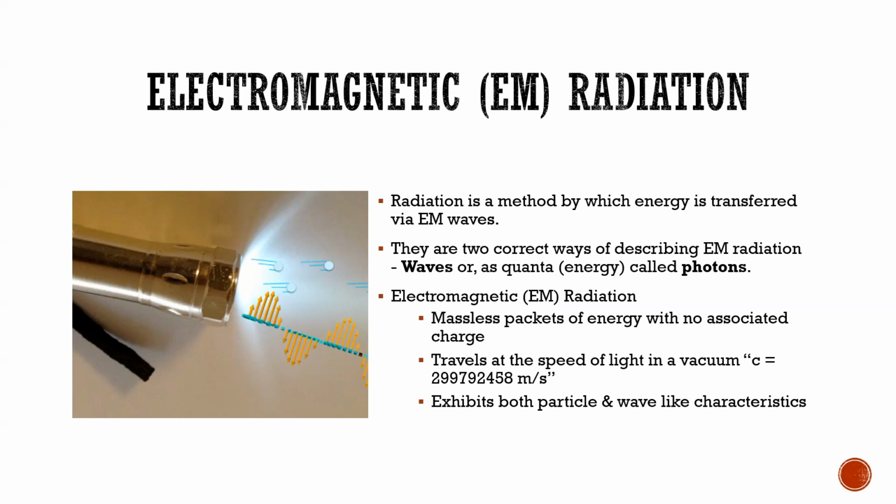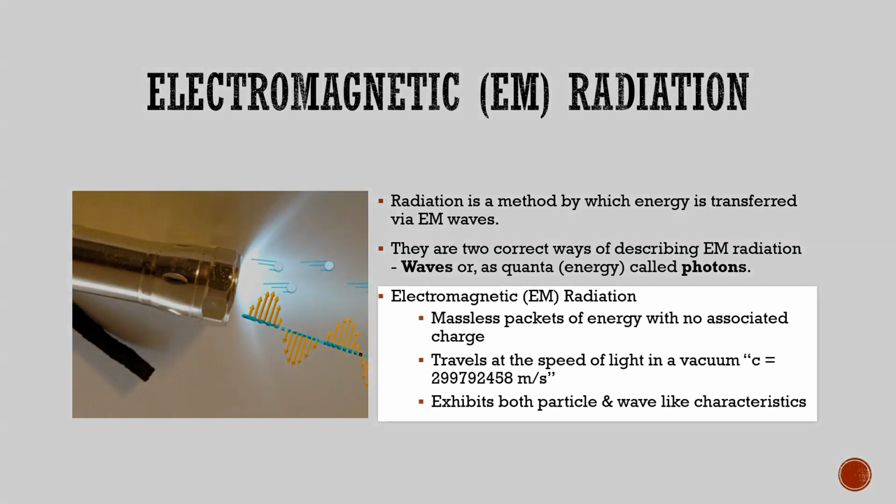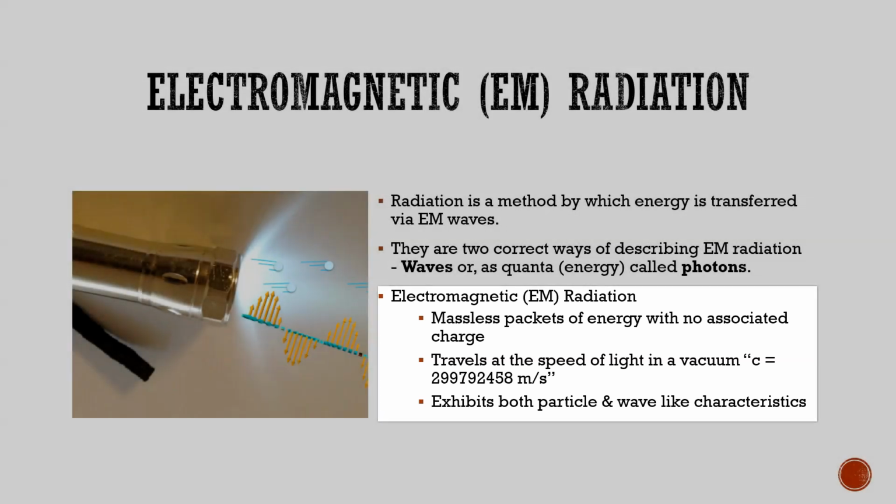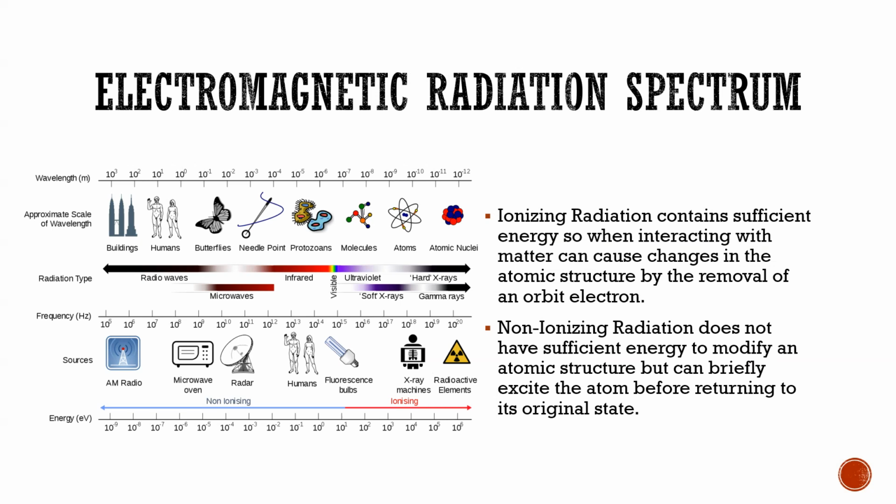When we talk about electromagnetic radiation, or EM radiation, we are describing a method by which energy is transferred via EM waves. There are two correct ways of describing EM radiation: a classical approach, which describes it as waves, or the quantum approach, which describes it as quanta, packets of energy called photons. Electromagnetic radiation consists of essentially massless packets of energy which have no associated charge, travel at the speed of light in a vacuum, and exhibit both particle and wave-like characteristics. The EM radiation spectrum comprises a large array of different wavelengths.